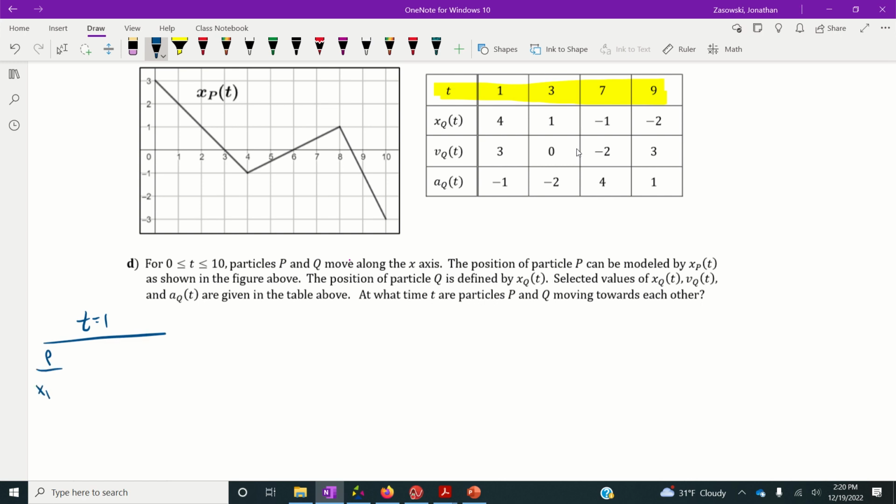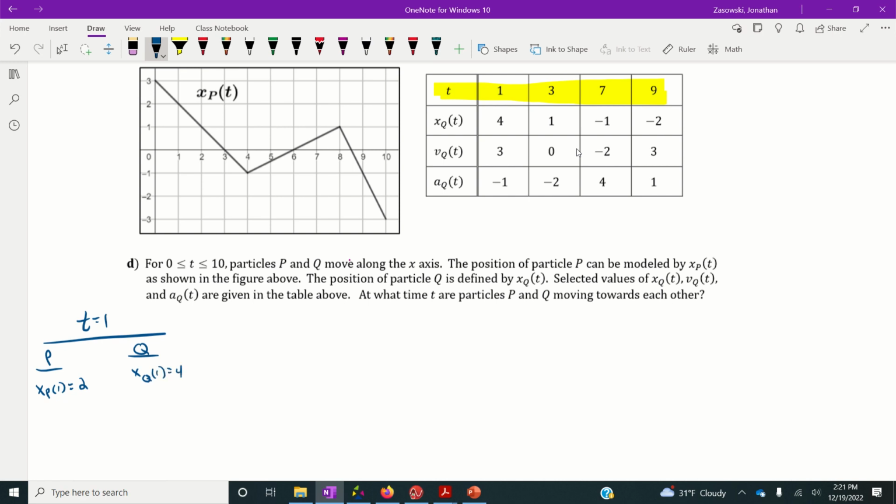xp of 1 is equal to, and you can see right here, 2, okay? And for Q, we have xq of 1 is 4. I should say q of 1, right? It's particle Q.